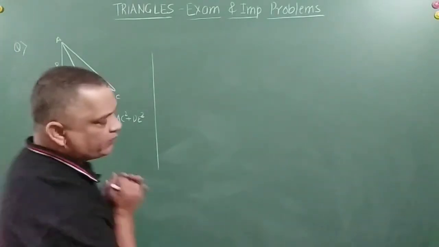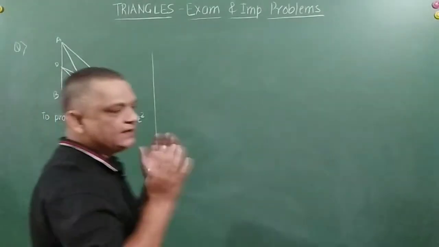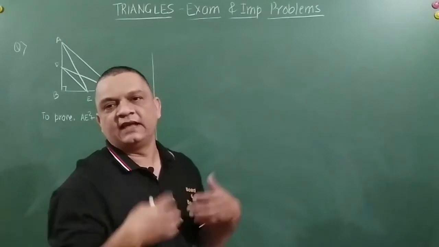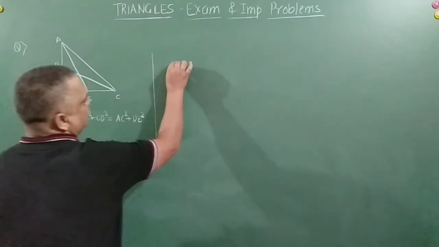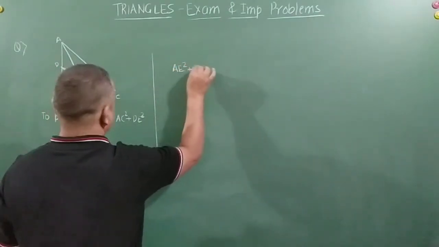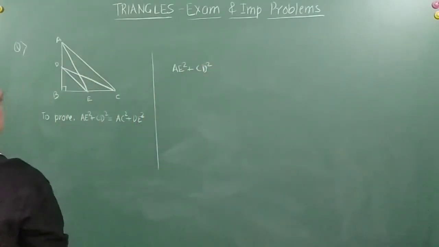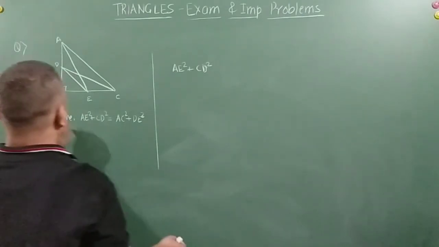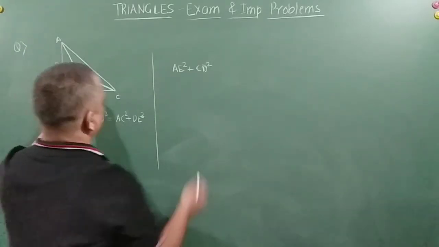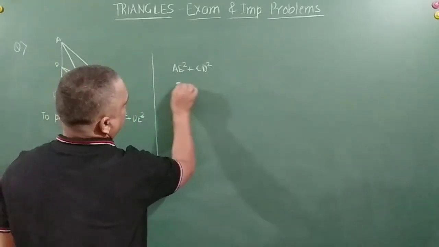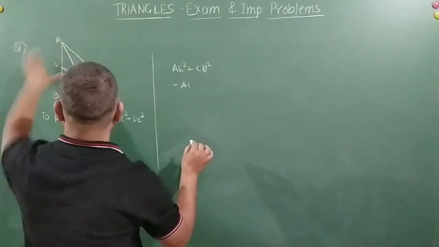In this type of problem, what we do friends is that we take the left hand side and manipulate it in such a way that we get the right hand side, and we say hence proved. So let's do that. AE square plus CD square, I am just reproducing it here. I am not taking the right hand side now. In this, AE square can be written as AB square plus BE square, correct? Which is equal to AB square plus BE square.